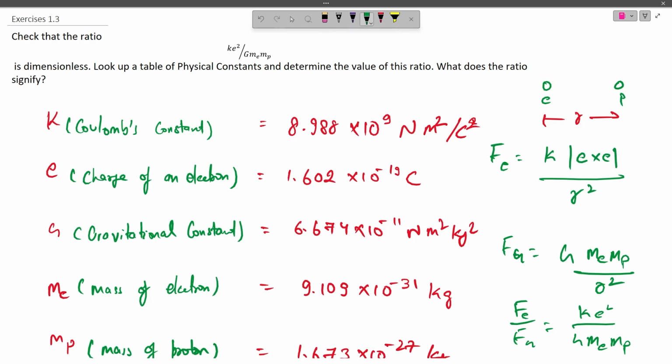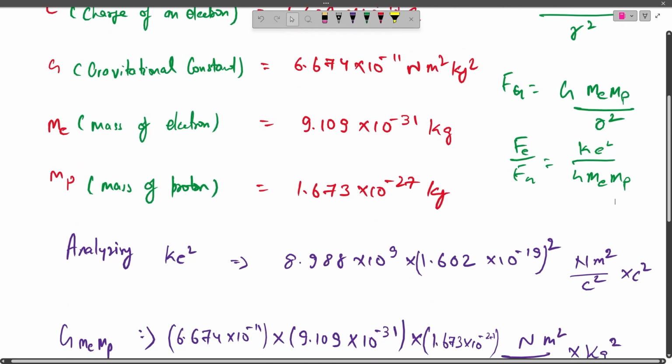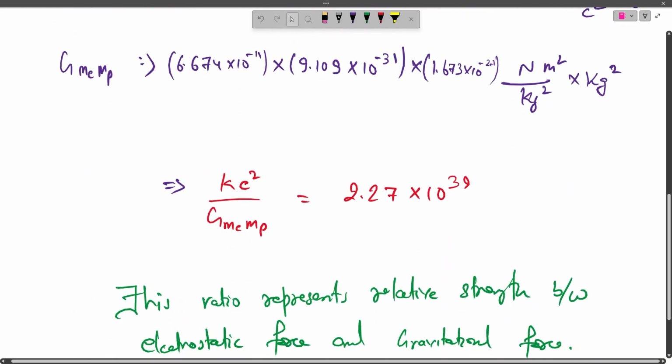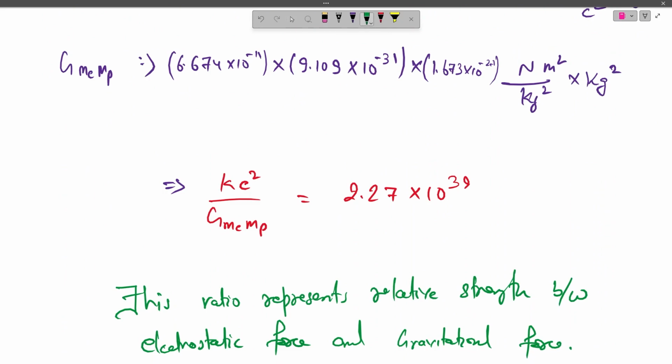meters square per coulomb square. Similarly, charge of electron, we know the value, and we have to take this value from the table. And the value of G is also known, the mass of electron and mass of proton is also known. So substituting these values in this expression, we will get the value of Ke square by G-MEMP equal to 2.27 into 10 to the power 39.